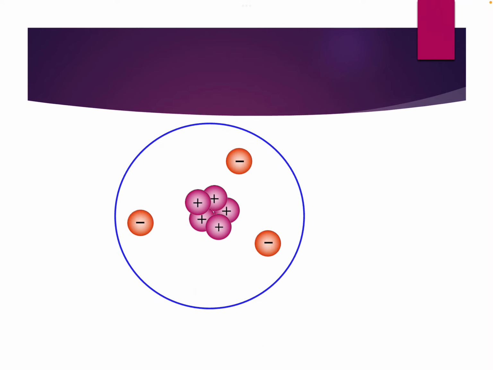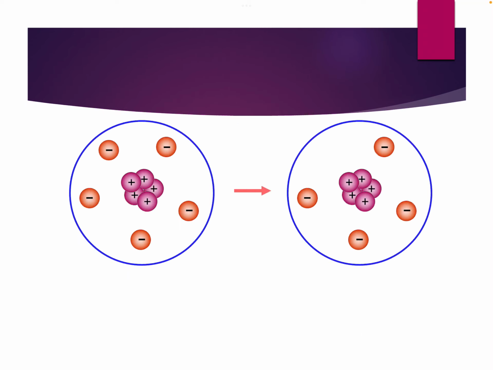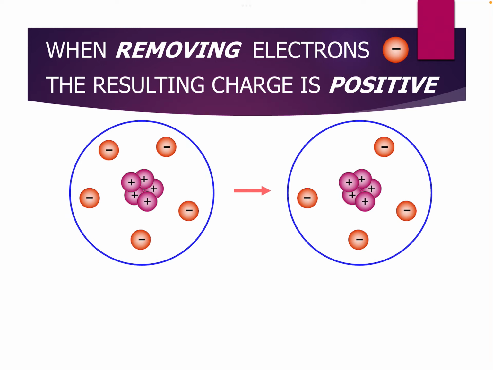All right, here's another one. So now we have 5 protons and only 3 electrons. So our charge here is a 2 plus, right? Those 3 electrons are canceling out 3 of the protons, but we have 2 protons left over. We have 2 positive charges left over, so our atom has a 2 plus charge. So when we are removing electrons, like we just did in this last example, the resulting charge is positive.